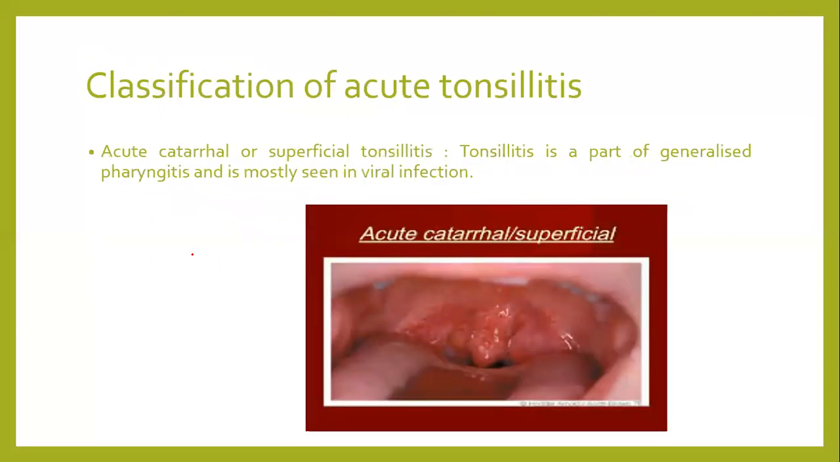Then acute tonsillitis is again classified into different forms. First is acute catarrhal or superficial tonsillitis. This tonsillitis is a part of generalized pharyngitis and is mostly seen in viral infection. It can be seen in association with chronic pharyngitis. This is a picture of acute catarrhal or superficial tonsillitis.